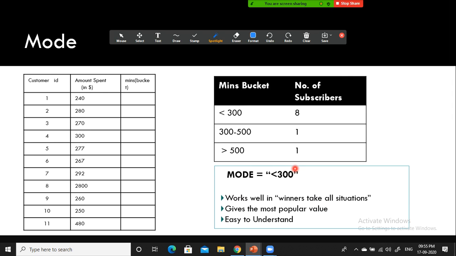Next, mode, it is a very interesting one. So far we discussed mean and median, and now we will see what mode is all about. This is the given data set: amount spent by various customers. We have amount spent data for 11 customers, randomly sampled. So what is your understanding of mode?